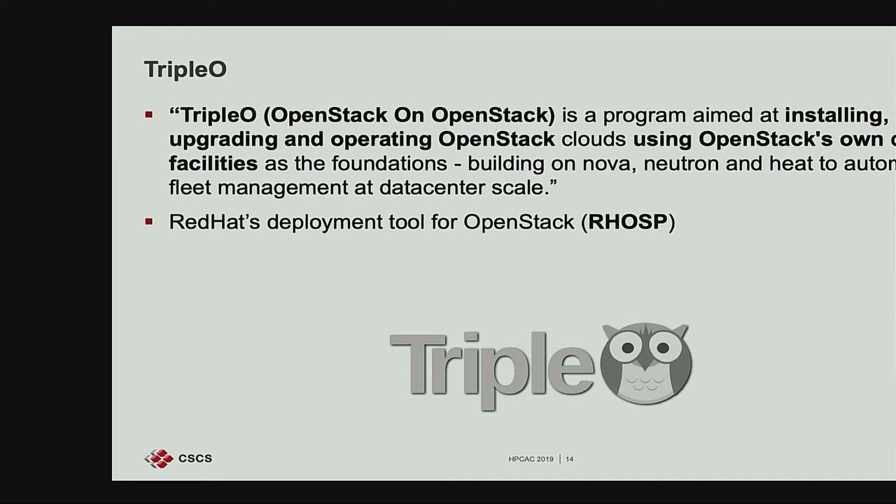So, as I mentioned before, we chose the TripleO tool, which has been rebranded by Red Hat, in order to easily install our OpenStack infrastructure. TripleO is itself a collection of open source tools, and they let you configure your system through templates and easily do upgrades.